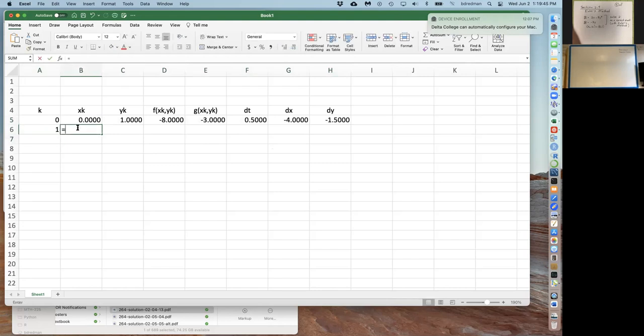Now I'll make this entry equal to the entry above plus the dx. Got it. I'll make this entry equal to the line above plus the dy. Got it. And even if I'm speaking or working very fast here, at least it's being recorded. I'm pretty sure we've got all the recording set.